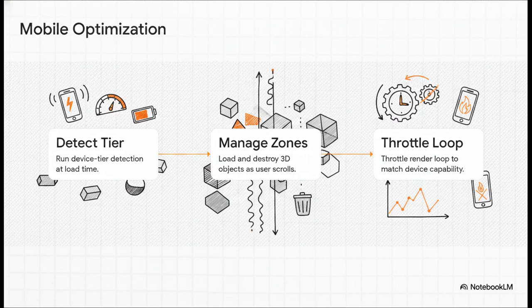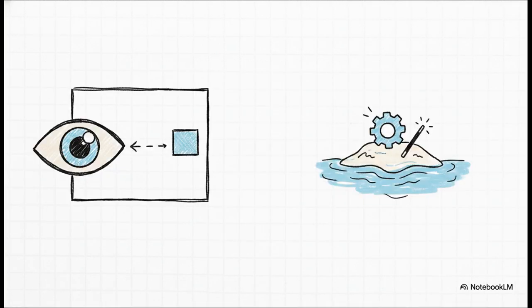For heavy 3D scenes, especially on mobile, you need some smart architecture. Start with device tier detection at load. Know how much power you're working with. Then, implement zone-based asset management, so you're only loading and destroying objects when they're actually needed, which keeps memory low. Finally, throttle that render loop. You don't want a mid-range phone catching on fire trying to hit 60 frames per second when 30 is perfectly fine.